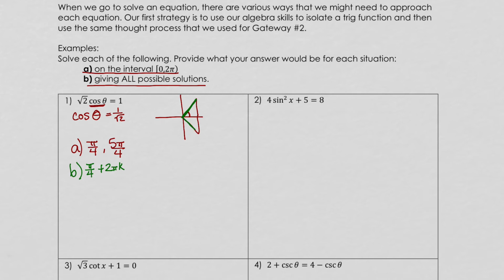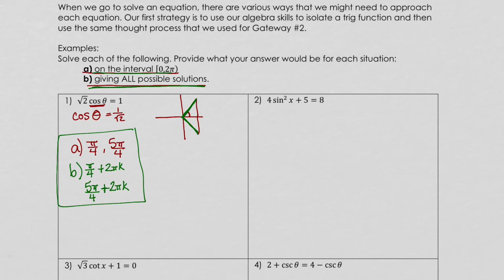Okay? Then we have this 5 pi over 4. Well, say I go around my circle more than one time. So I need the period of 2 pi, but I don't know how many times they're going to go around, so I'm going to add 2 pi k to it. So that is all the possible solutions and on the interval from 0 to 2 pi.